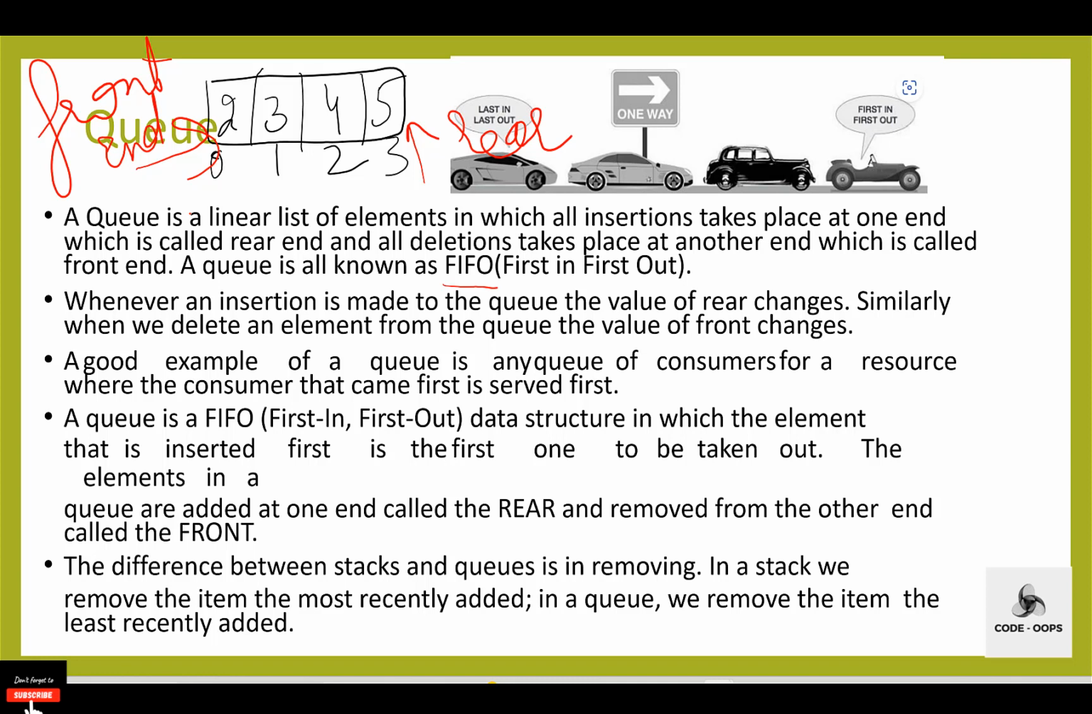Whenever an insertion is made to the queue, the value of rear changes. If you want to insert an element into a queue, then rear is equal to rear plus 1. Rear becomes 4. Similarly, when we delete an element from the queue, the value of front changes. Front becomes front plus 1. If we want to remove the element at index 0, then front is equal to front plus 1. Front becomes 1.